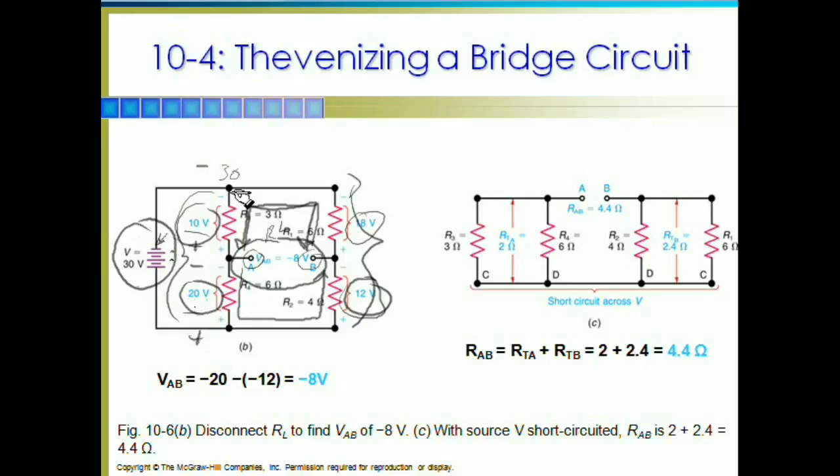So while the absolute voltage drop is minus 20, and the absolute voltage drop is 12, we've got to add the sign. So minus, minus, and in this case, when we're Thevenizing a bridge, we're actually subtracting the two sides. So minus 20 minus a negative 12, we get minus 8 volts. So our Thevenin equivalent voltage is minus 8 volts.